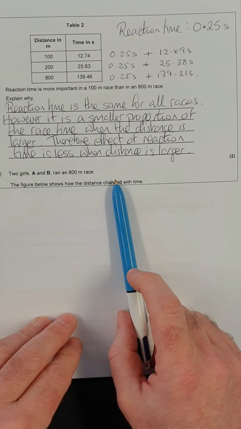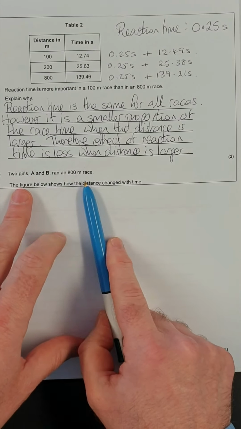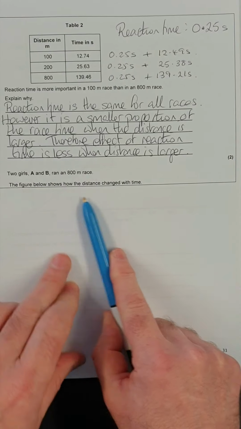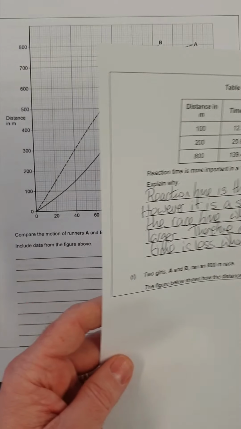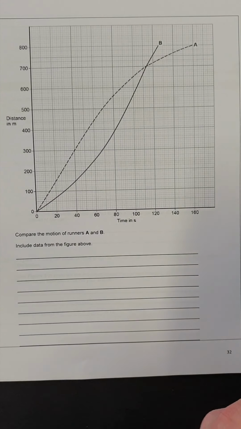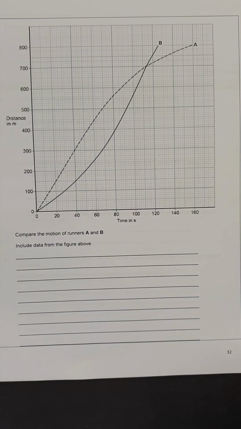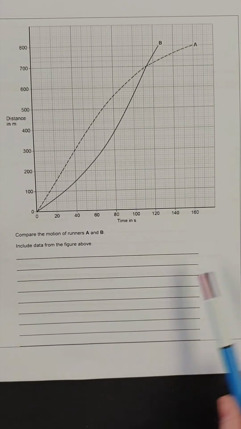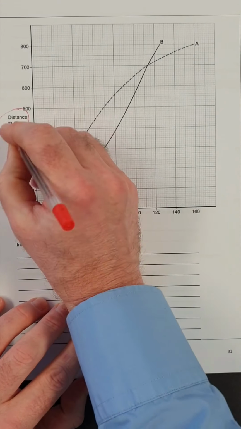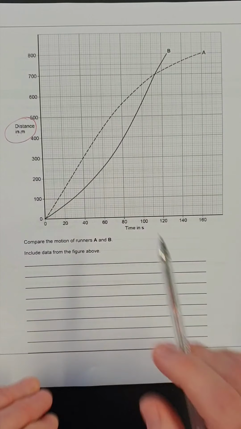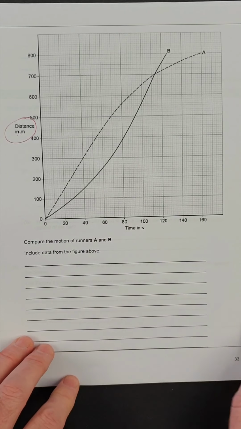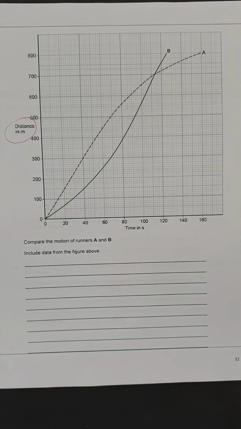So in the last part of this question, it says that 2 girls ran a race, and the figure below shows how the distance changed with time. So this is a distance time graph, but as before, I just check that. First thing I'm going to do is just read what's on the y-axis. Yes, it is distance. Just to be sure that I don't have a velocity time graph, I always do that sanity check. And we need to compare the motion of the 2 runners.